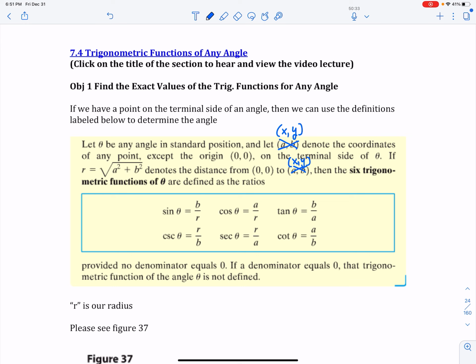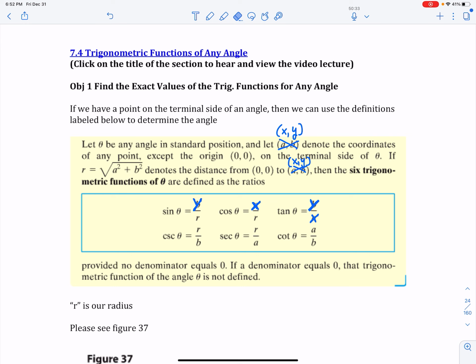So the first one is sine, and sine is going to be found by taking y over r. Cosine is going to be found by taking x over r. Tangent, remember, is sine over cosine, so tangent becomes y over x, because sine is y over r, and then you're dividing that by x over r. And if you write this out, because this is a complex fraction, by taking the denominator and flipping it over, you will find that the r's cancel out and you're left with just y over x.